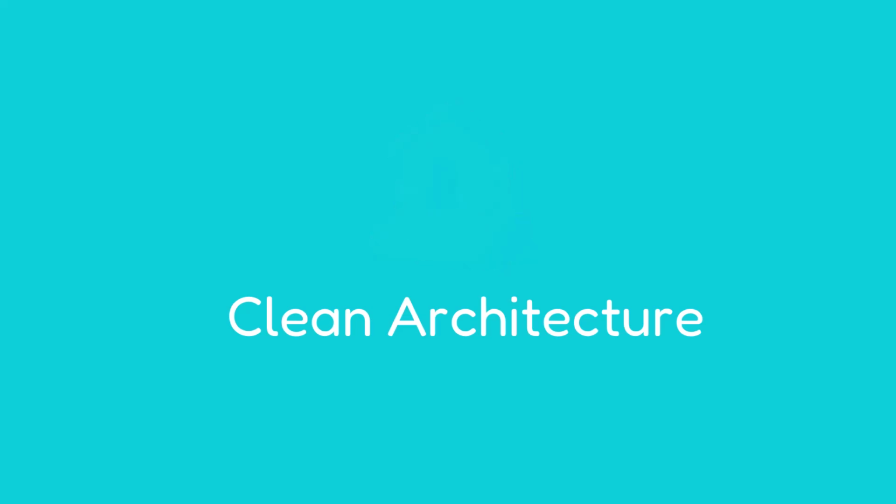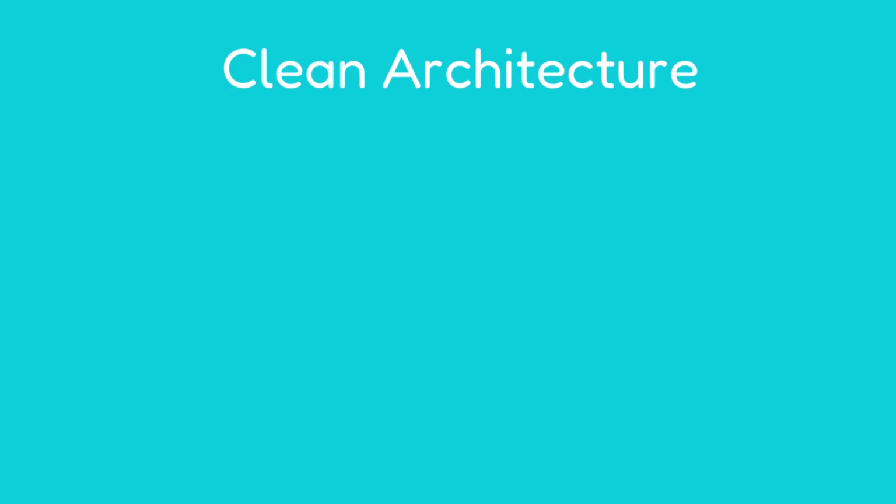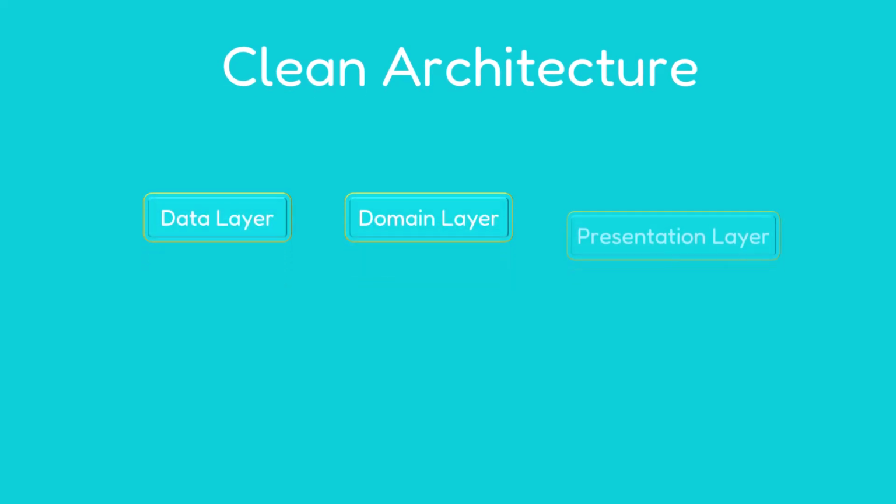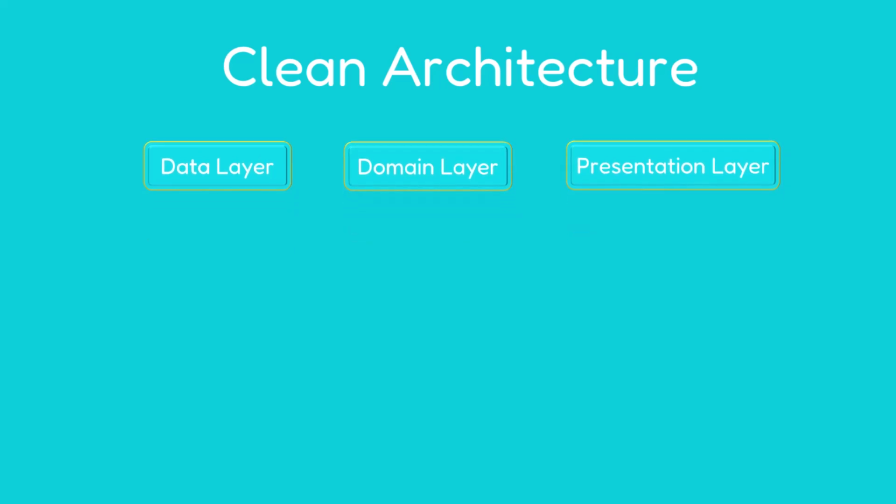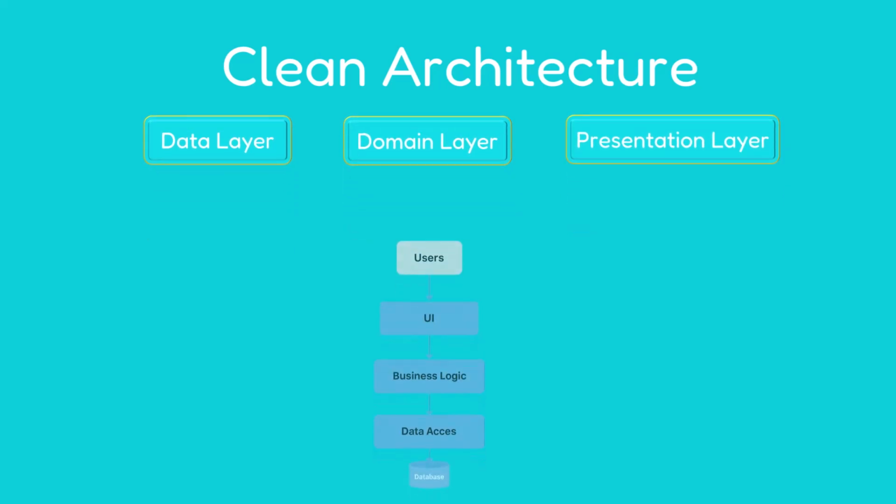Clean architecture splits your app into 3 main layers: data layer, domain layer, and the last one is presentation layer. Let's start with the data layer. This layer is responsible for fetching and saving data, whether from APIs, a local database like SQLite, or even files. Its job is just to handle data, not to decide how your app behaves.